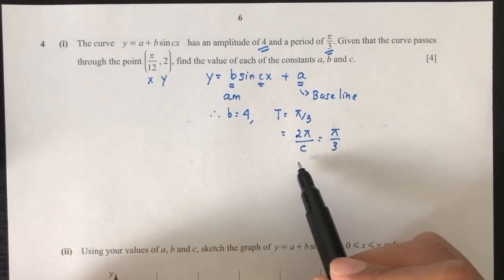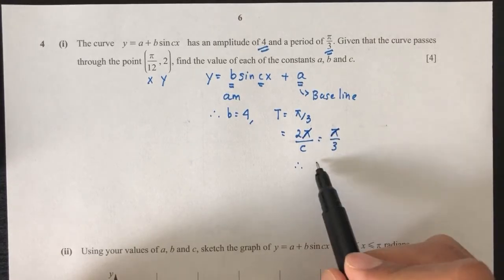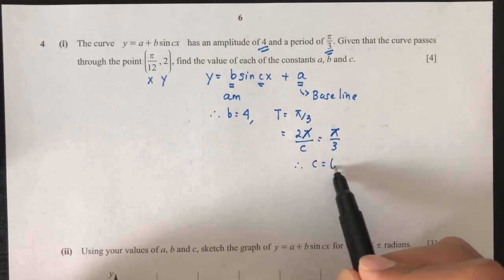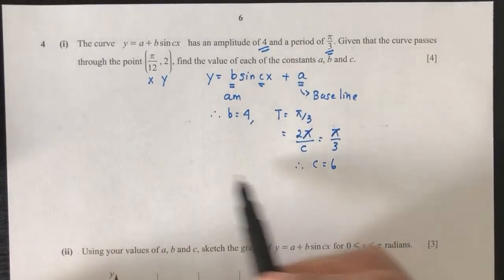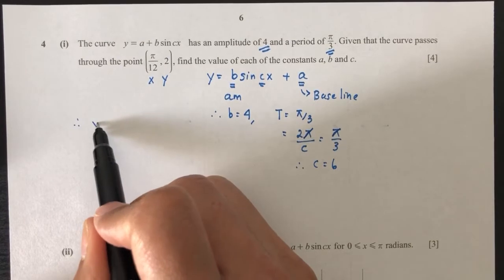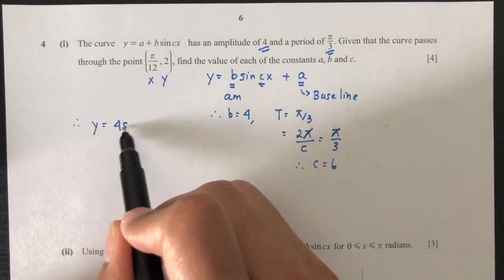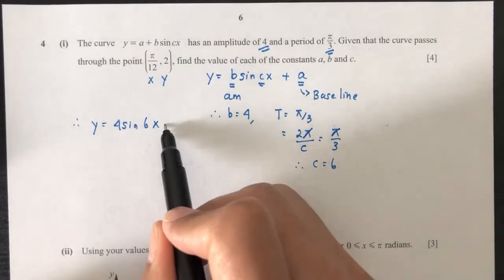So let's find the value of c. This cancels out, and then we cross multiply, so c becomes 6. So we have b and c. Let's find the value of a. Let's replace this back in the equation. So for now we have y equal to 4 sine 6x plus a.